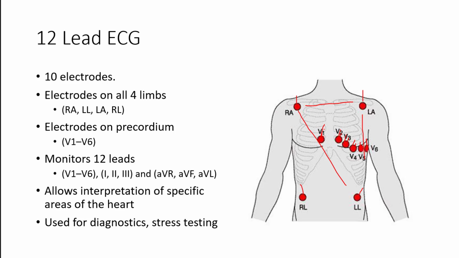And then because we have all 10, the 4 limb and the 6 unipolar, it allows us to create those augmented leads. So we get 3 additional leads. Again, remember we have that AVF foot, we have AVL, and then we have AVR as well. So we have 12 different views of the heart. This is great because it gives us multiple different views and duplicate views of the same region, right? So we can get a very high resolution image, basically, of the electrical activity from the parts of the heart.